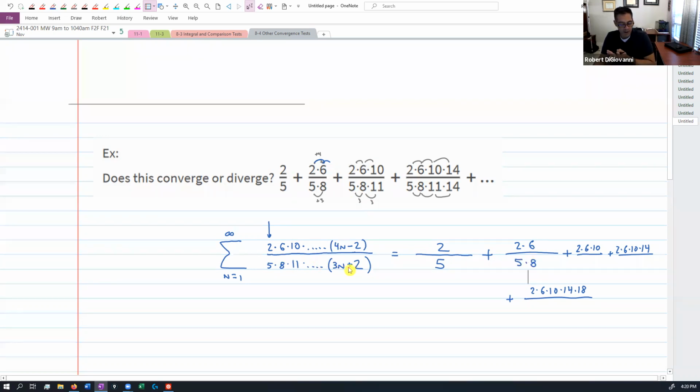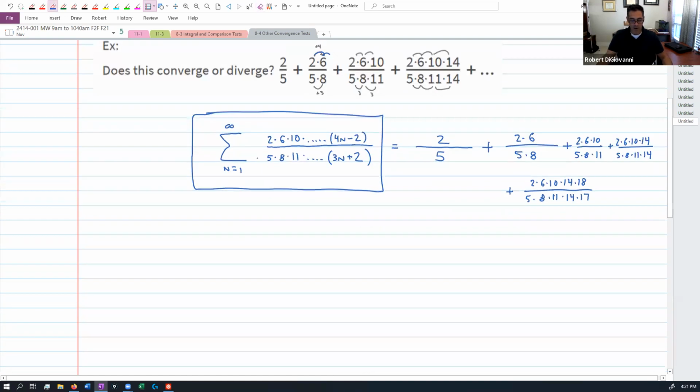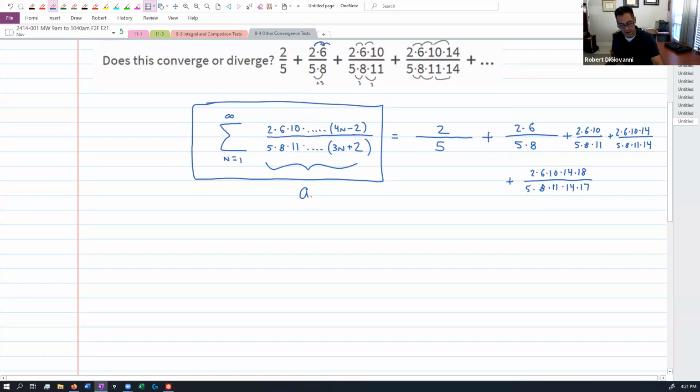When you plug in 3, you get 9 plus 2 is 11. So you want to go 5 times 8, stop at 11. Plug in 4, you get 12 plus 2 is 14. So 5 times 8 times 11 times 14. And then what are we at? 1, 2, 3, 4. Stop at 5. 15 plus 2 is 17. So we're going to go 5 times 8 times 11 times 14 times 17. And then we could continue on and on. All right, but the important thing is we've got a formula. Okay, this is a weird formula. I've never seen anything like this before. This whole thing in here is our a sub n. So let's try the ratio test.